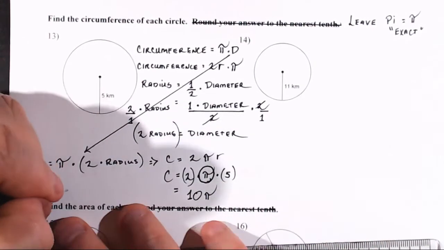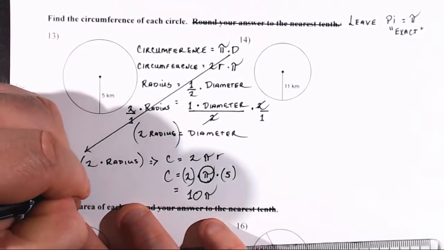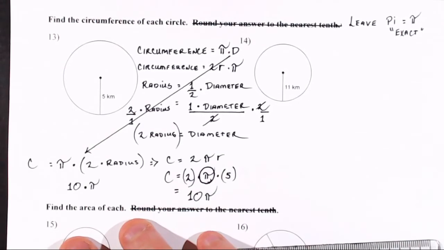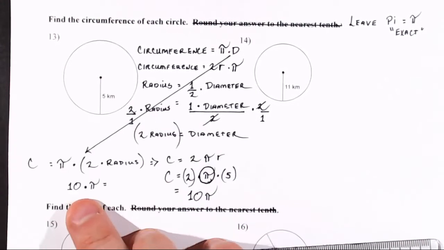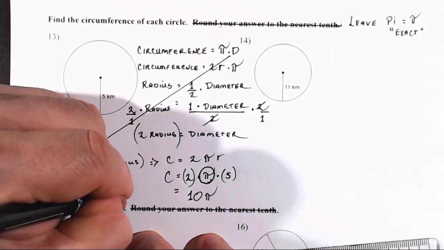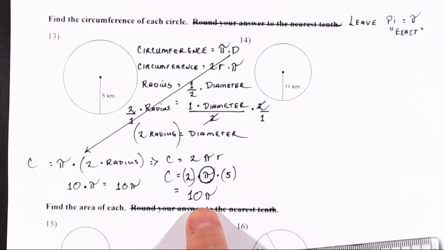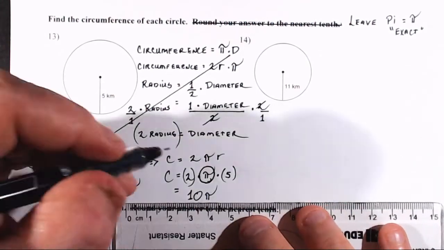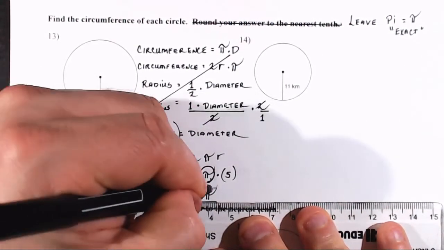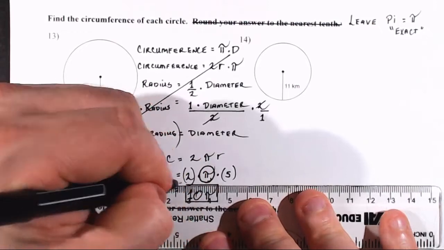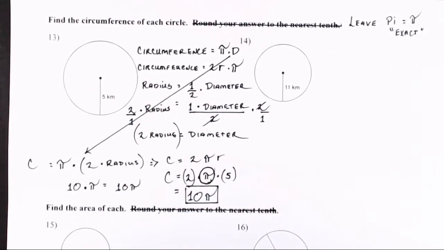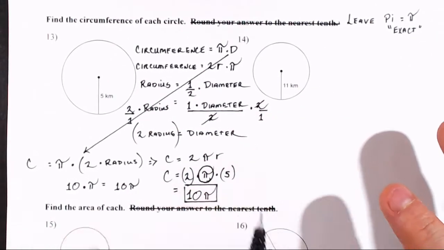Remember, when you're multiplying two numbers together, like 10 times pi, you can just write it without the little dot. You can write 10 pi. So the answer is 10 pi. And we're not going to approximate pi, so we'll just leave it as 10 pi. Okay, next problem, number 14.